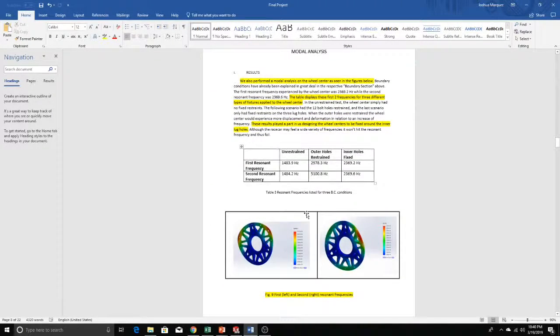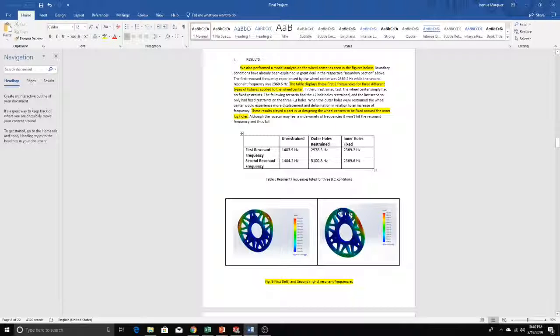We also conducted a modal analysis. Here are the first two resonant frequencies pictured. And basically for our modal analysis, we used the results and they played a part in us designing the wheel centers to be fixed around the inner three lug holes.